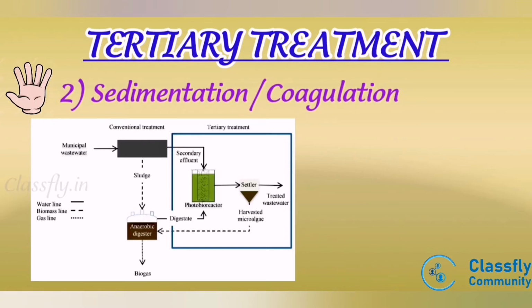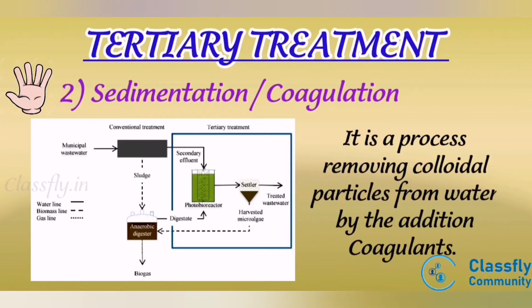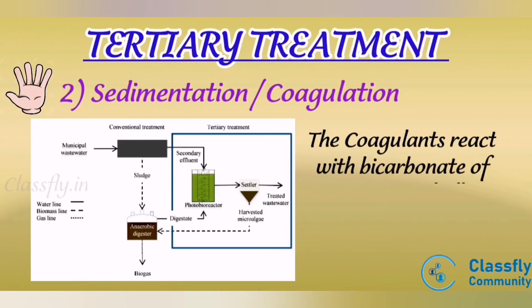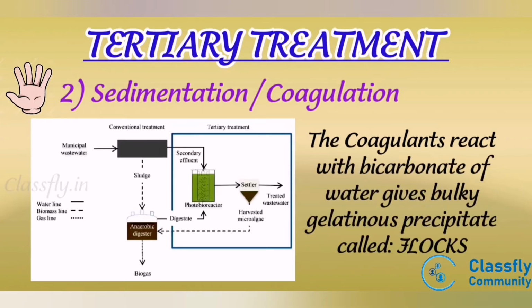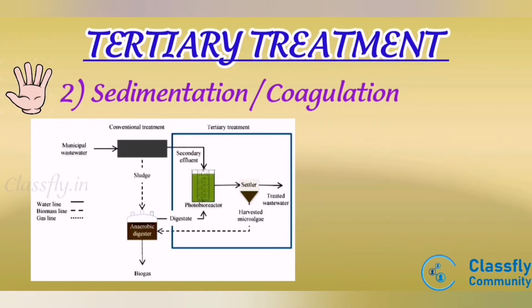Second method is sedimentation or coagulation. It is the process of removing colloidal particles from the water by the addition of coagulants. The coagulants react with the bicarbonate of the water and give bulky gelatinous precipitates called floc. These flocs absorb suspended fine particles, forming bigger flocs.